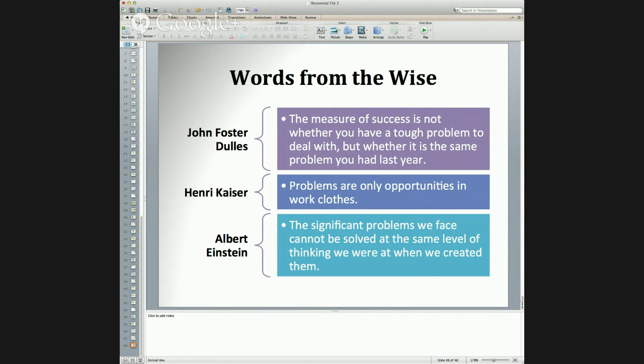Henry Kaiser said, "Problems are only opportunities in work clothes." Albert Einstein said, "The significant problems we face cannot be solved at the same level of thinking we were at when we created them." Amazing.